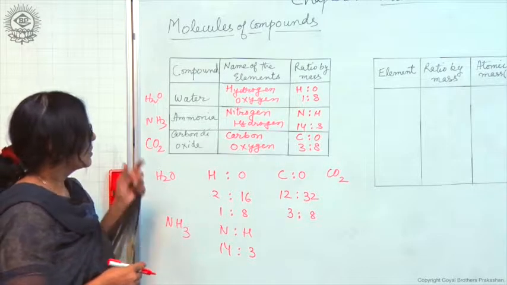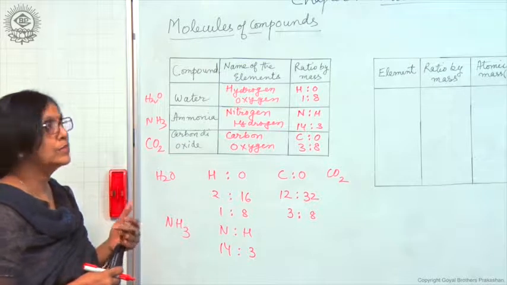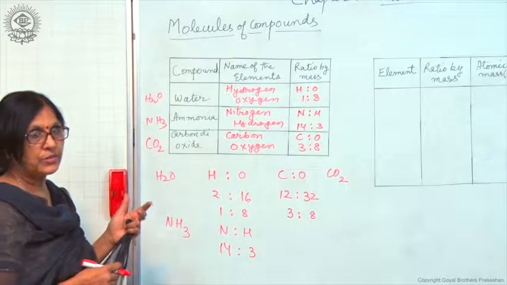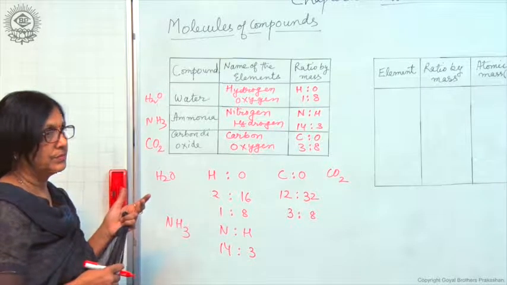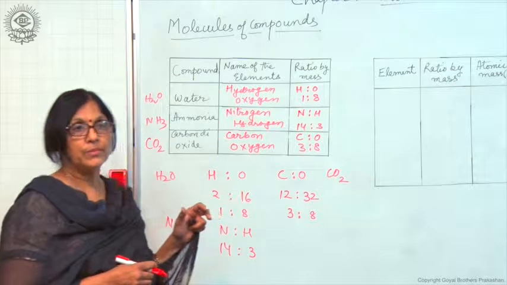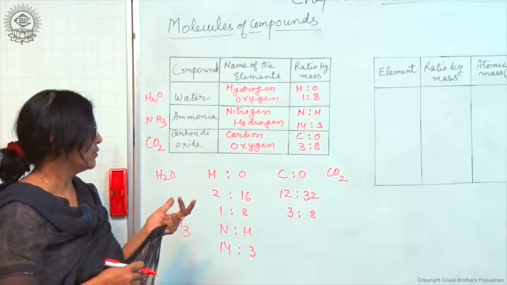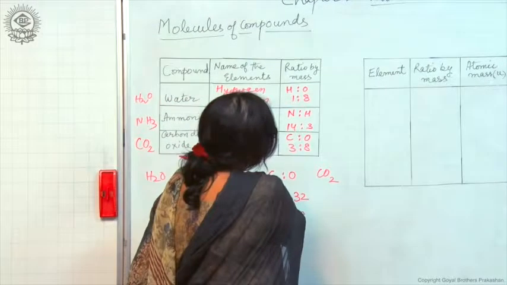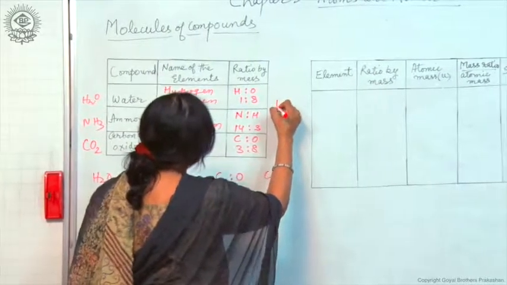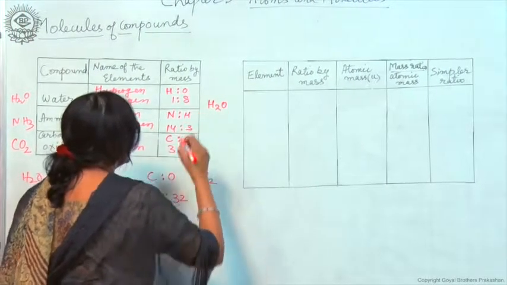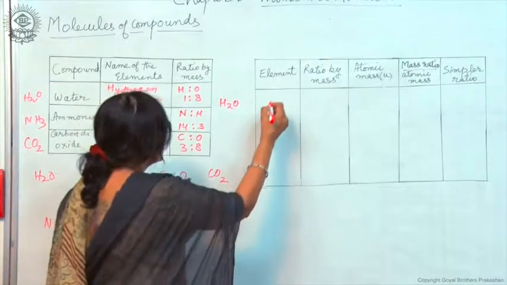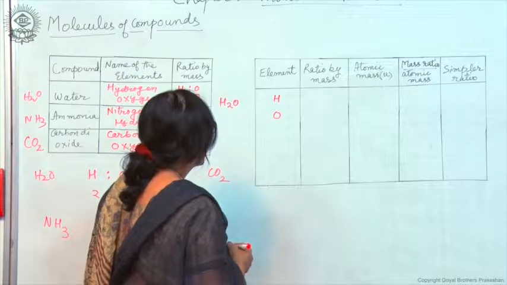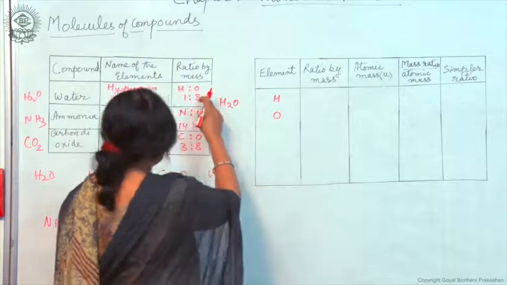Also, from the ratio by mass we can find out the simplest ratio, which gives us the number of atoms present in one molecule. So, how many atoms are present in one molecule of a compound? How can we find out from the ratio by mass and the atomic mass? Let us see. Let us take the case of water again. The elements present are hydrogen and oxygen, and the ratio by mass we have already calculated.